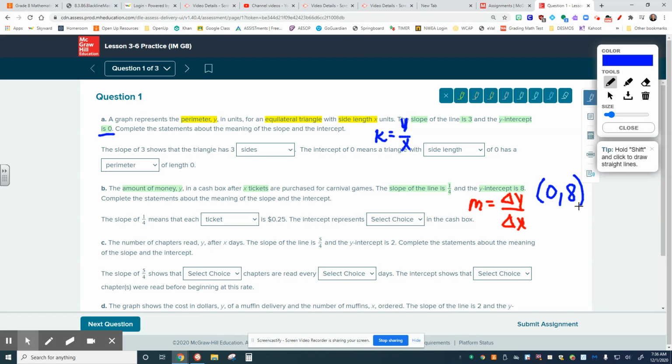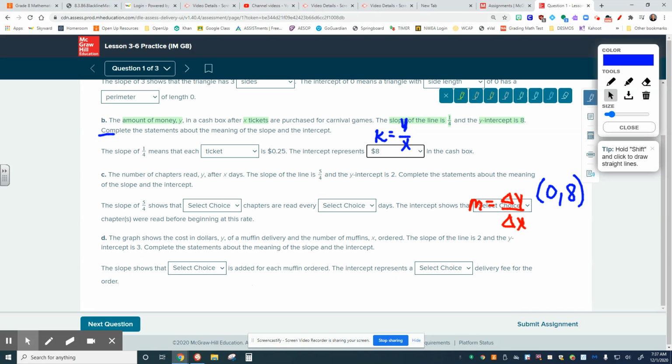Well, if X is the number of tickets, if I bought 0 tickets, but I've already paid $8, that means that I started out with $8 in my cash box. So right here, I need to have 8 as the y-intercept. The intercept means $8 was my beginning value or my initial value in the cash box. Hopefully that makes sense. Go ahead and go through the other examples here.